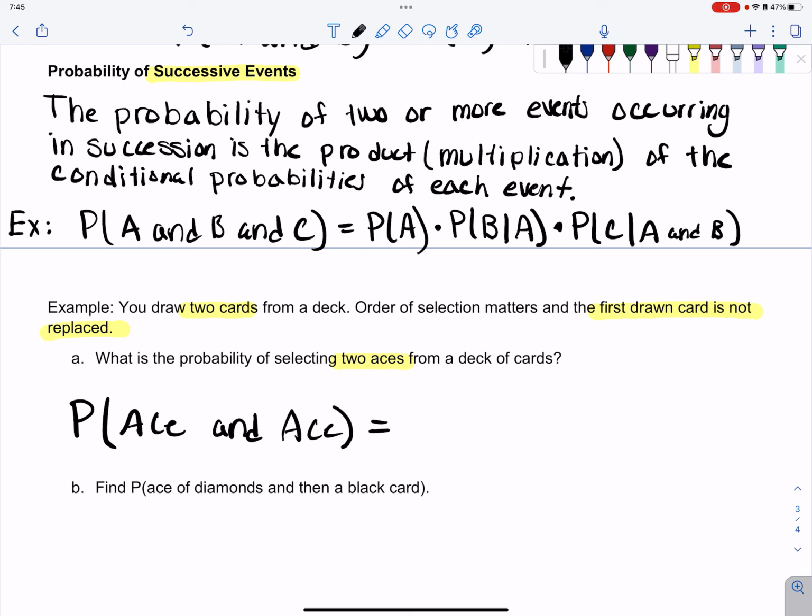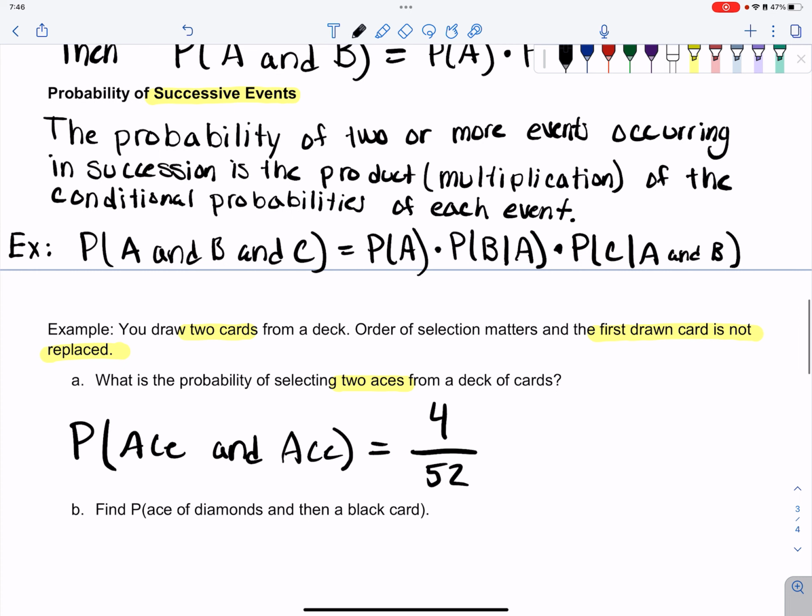So let's think about our deck of cards. In our deck, we have four different suits, and each suit contains one of each of the values. So this means that there are four aces in our deck of cards. Each of the four suits has 13 cards, so 13 times 4 gives us 52 cards in total in the deck. So that is our probability of the first card being an ace: 4 out of 52.